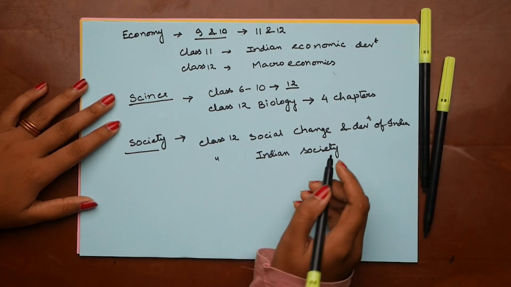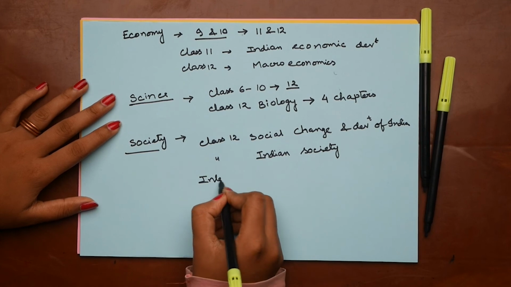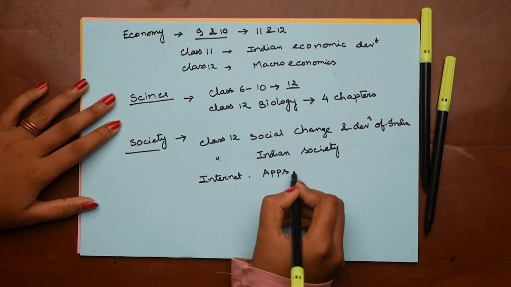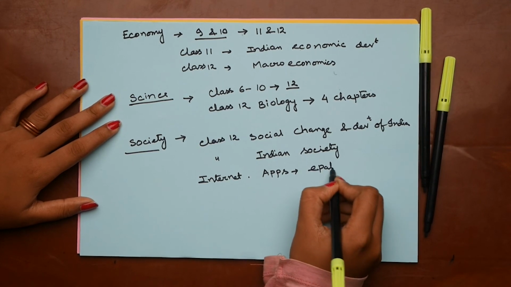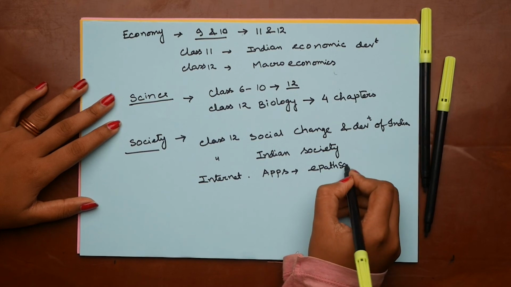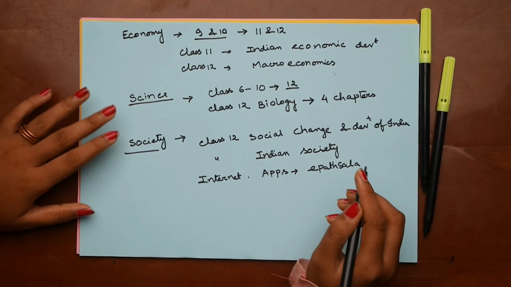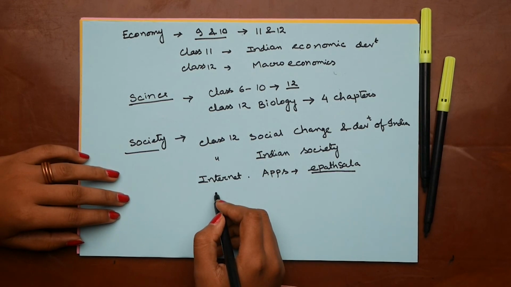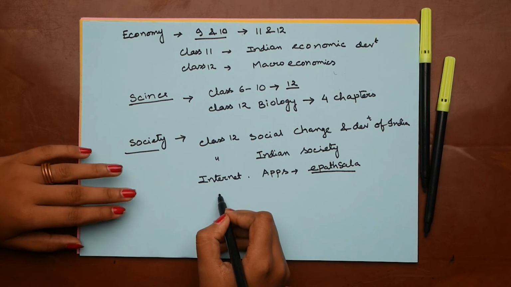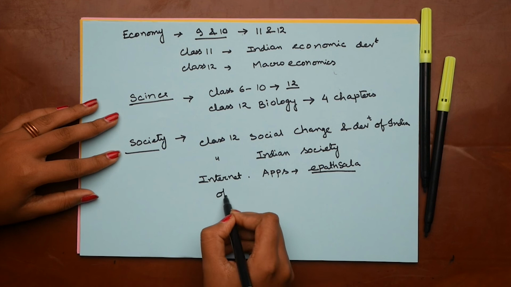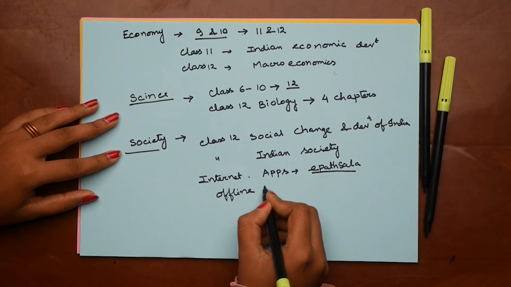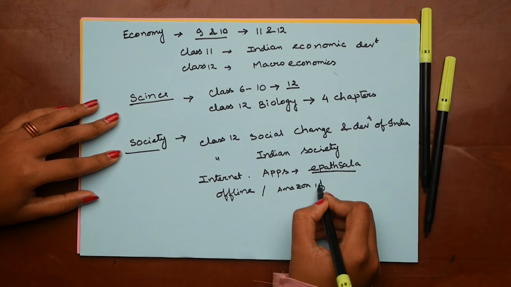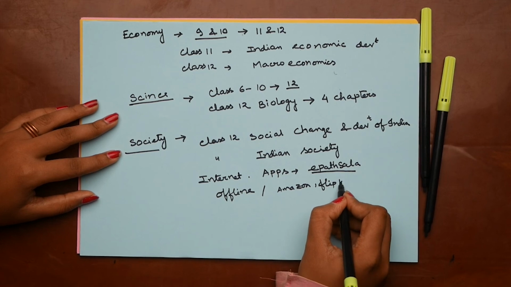All these books are available on the internet, right? Many free apps like ePathshala, you might have heard the name, you can read the books from there. But if you are not comfortable, you can also purchase the books offline, from any market, or from Amazon or Flipkart or any other website.